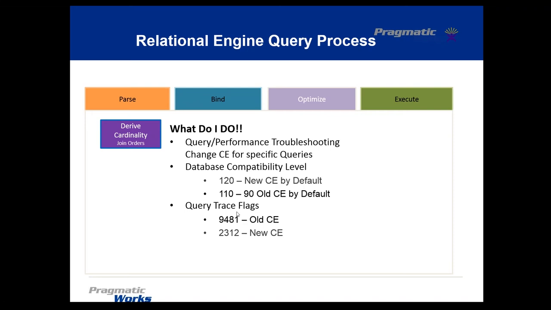And if you're running in 120 or below and you need to force the optimizer, you want to use the query trace flags to force your query to use the estimator that you want it to use.